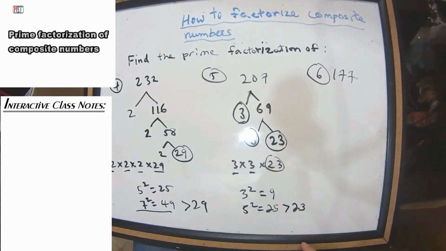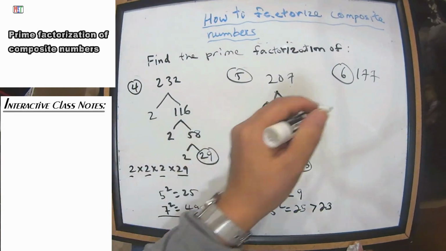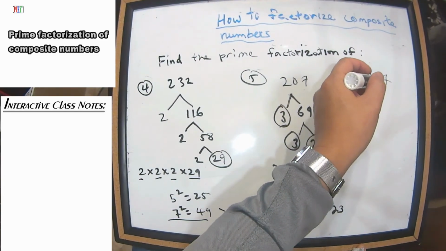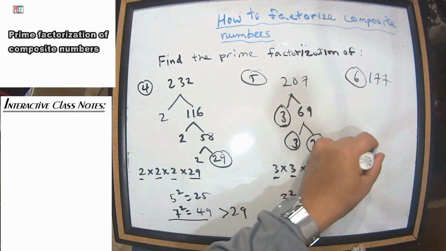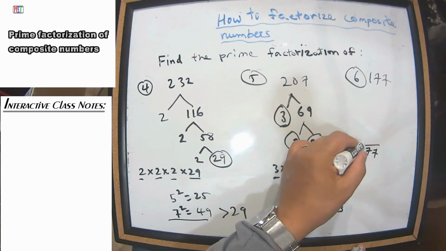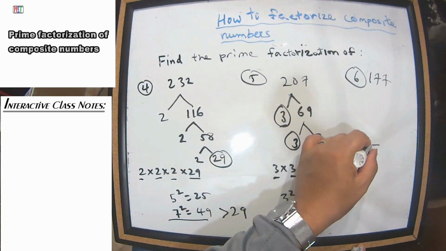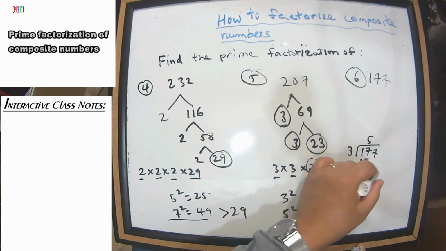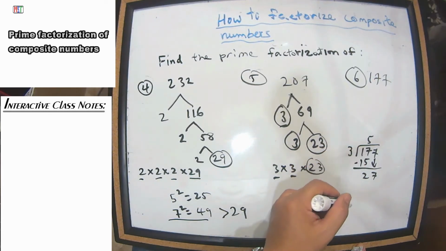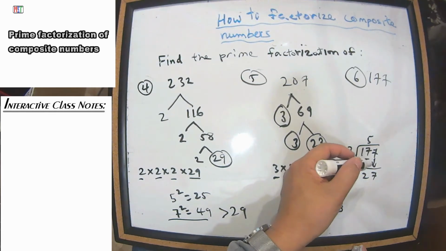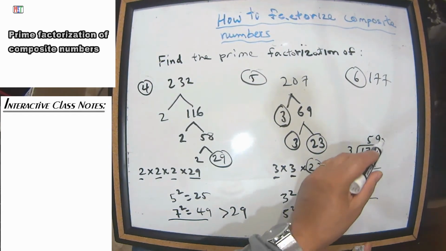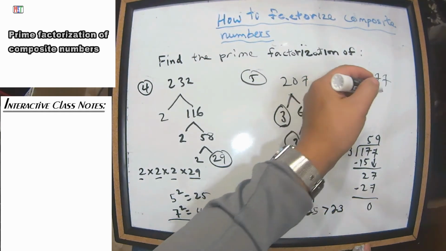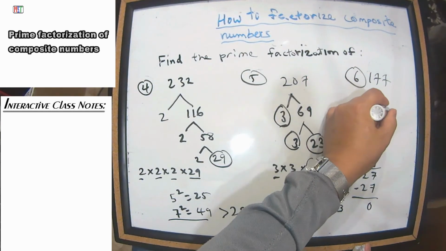What about 177? Well, I think a 3 can also go into that as well. Let's see, 3 goes into 177, so 3 goes into 17 5 times, and 17 minus 15 gives you 2, and 3 goes into 27 9 times. 9 times 3 is 27, right? Okay, so it's going to be 3 and 59.